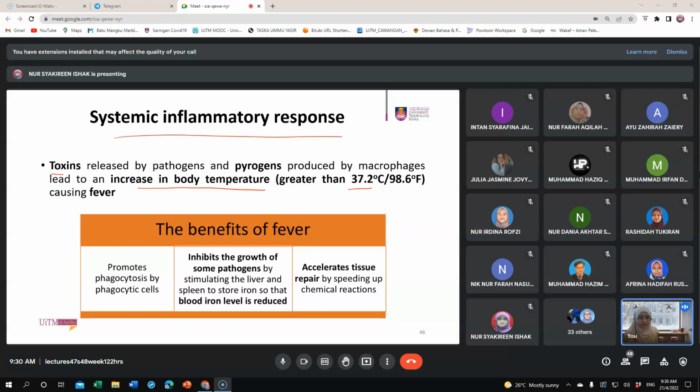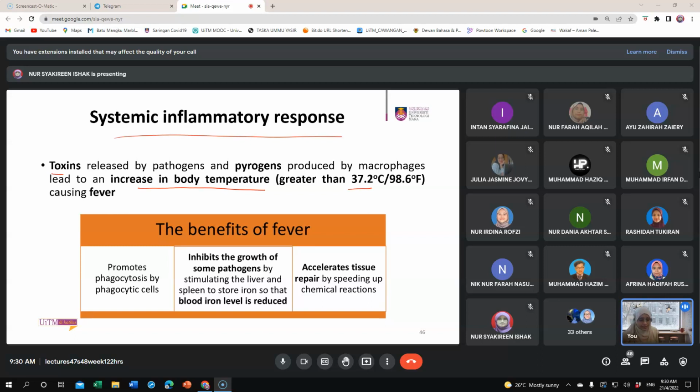Okay, systemic inflammatory response. Okay, so the benefit of fever: it promotes phagocytosis by phagocytic cell. Okay, so promotes phagocytosis by phagocytic cell. And then next is inhibit the growth of some pathogen by stimulating the liver and spleen to store iron so that blood iron level is reduced.